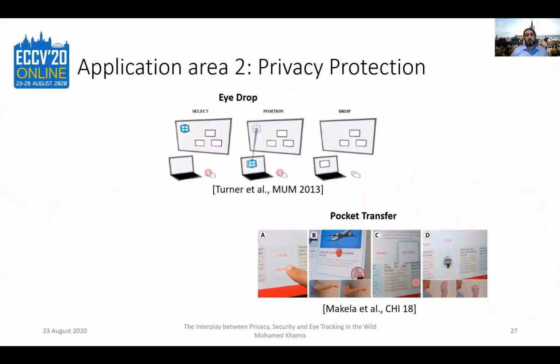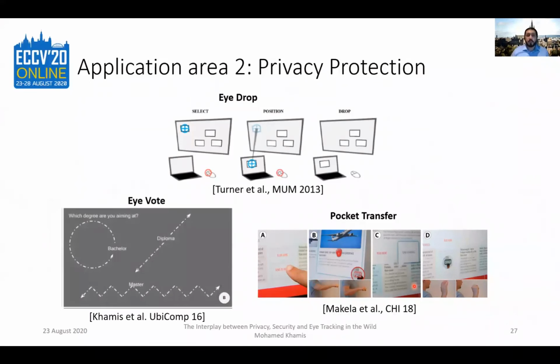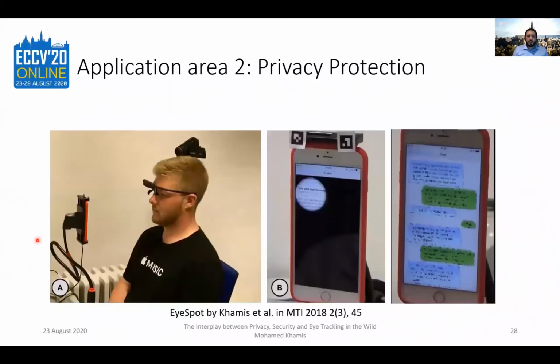Because people around them would not know which things they are interested in, which news articles or whatever they're grabbing from the screen. You could also use eye gaze to do things like voting in public space, which allows you to vote, or select things, without people around you figuring out what you've selected. So there is privacy, and there is additional privacy in just using eye gaze as an interaction modality.